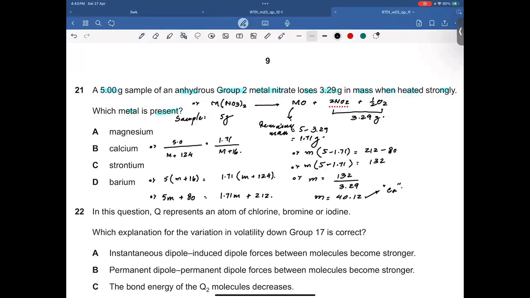So B is going to be the right answer. I hope it makes sense to you. That's the simple mathematical calculation. I compare these two substances to get the value of M.